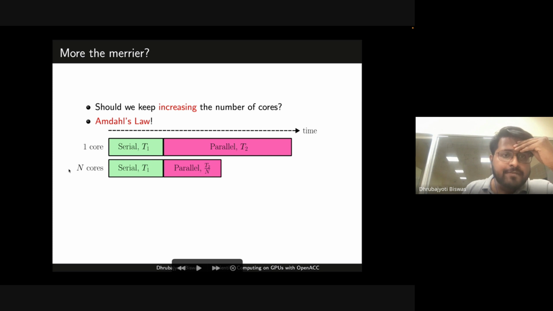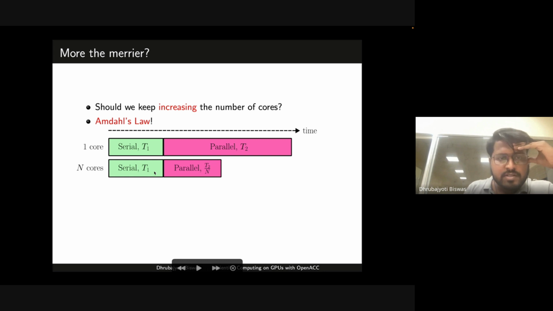Now if we execute this same code on a system with n cores, the serial part won't be affected, because if the problem is inherently serial, we cannot parallelize it. It is equivalent to running it on one core. So that time won't change. T1 remains as T1. What is affected is the parallel time. If it originally takes T2 time, and I can parallelize it properly across n cores, it will take T2 by n. This is okay, right? So it will take T2 by n amount of time, and since that part is reducing, the total time taken is lesser.